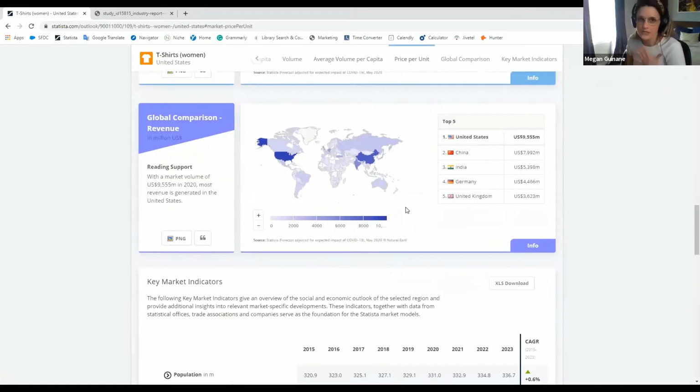We also have these great global comparison tools, so you can get an overview of how this market is performing on a big scale. So right here you see United States. We're #1 in the women's t-shirt market, followed by China. You can also hover over a particular country if you don't see the country you're looking for, and just get an idea of their annual revenue.